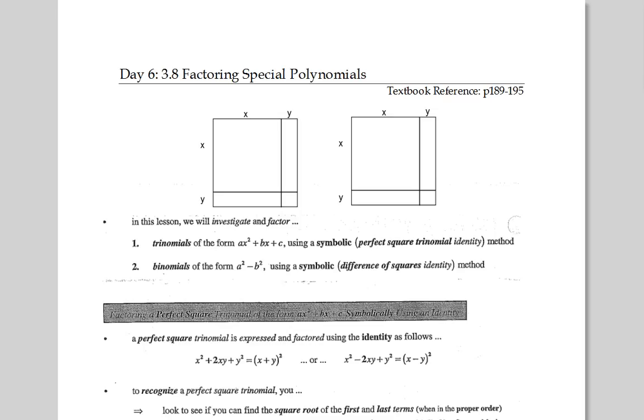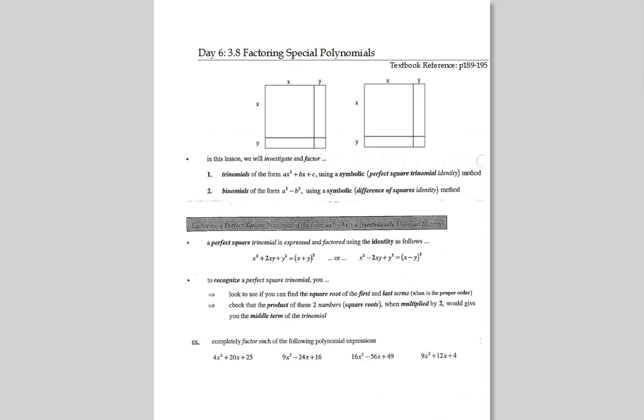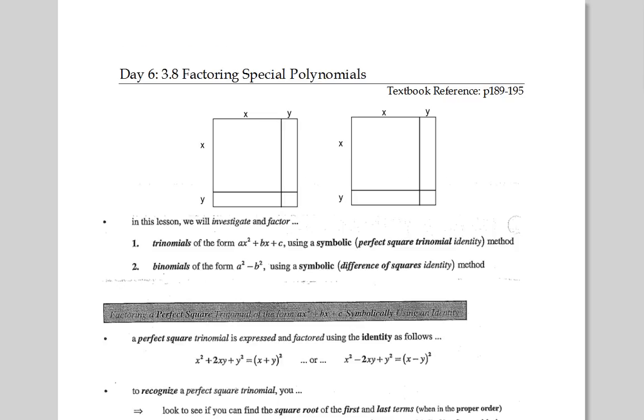So guys, today we're going to start day 6, which is factoring special polynomials. Now there's two types that we're going to do. The first type is called the perfect square, and the second type is called the difference of squares.